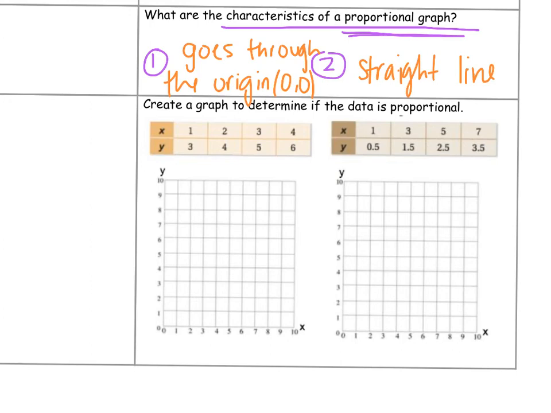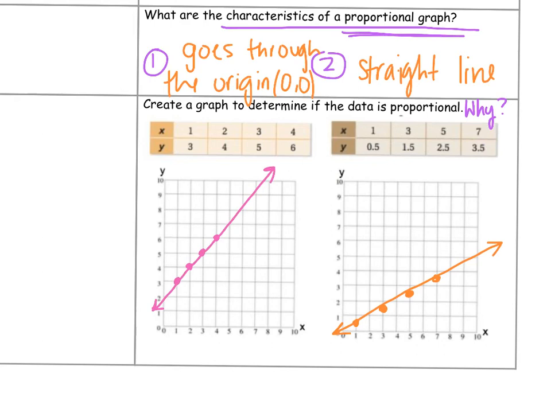So down below, we have our graphs already set up, and we have two different tables. All I want you guys to do is graph the data and figure out if it's proportional. And then, obviously, why or why not. So using the vocabulary, explain why or why not. So why don't we graph both of these and then come back and look through answers together.